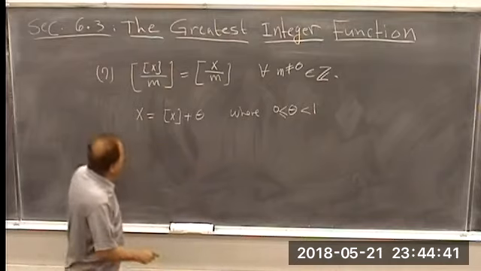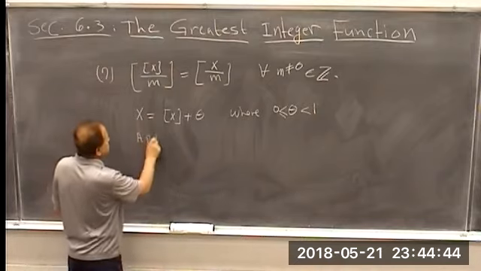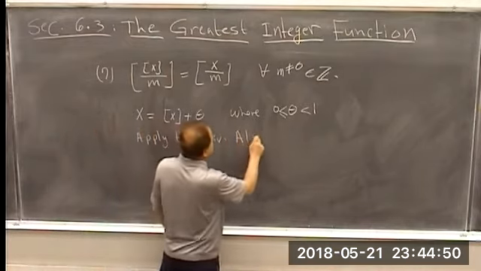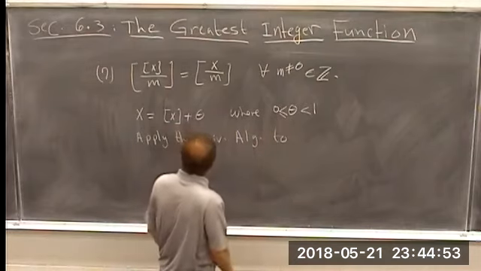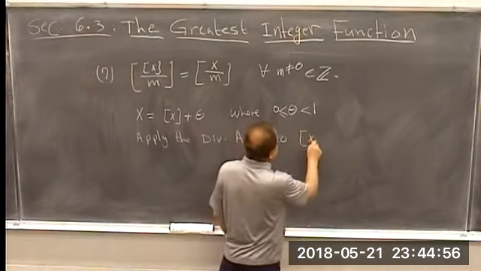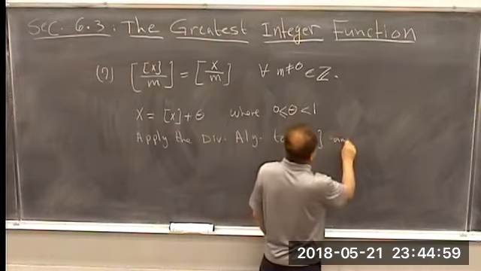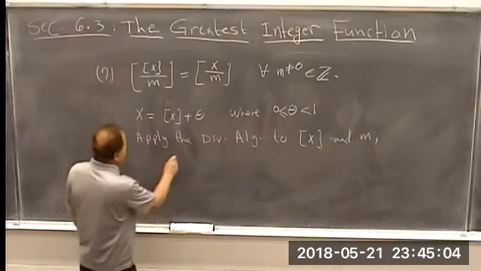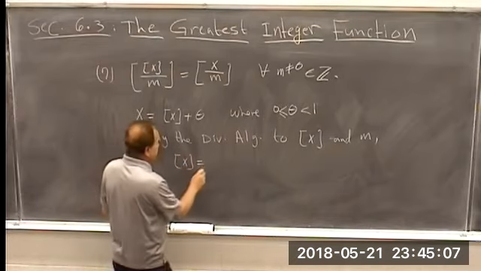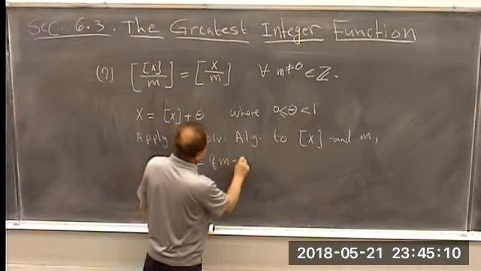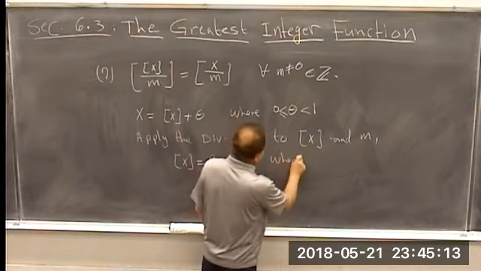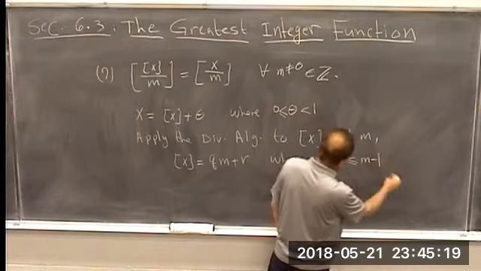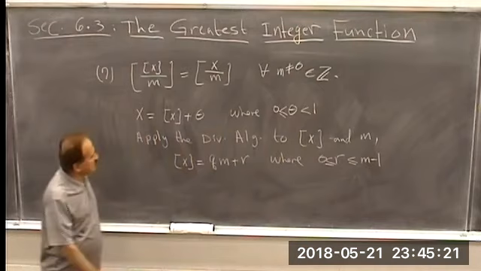Now we're going to apply the division algorithm to the bracket of x and m. Both of these are integers. And we can write the bracket of x as qm plus r, where the remainder r is greater than or equal to zero and less than or equal to m minus one. So this is less than m.